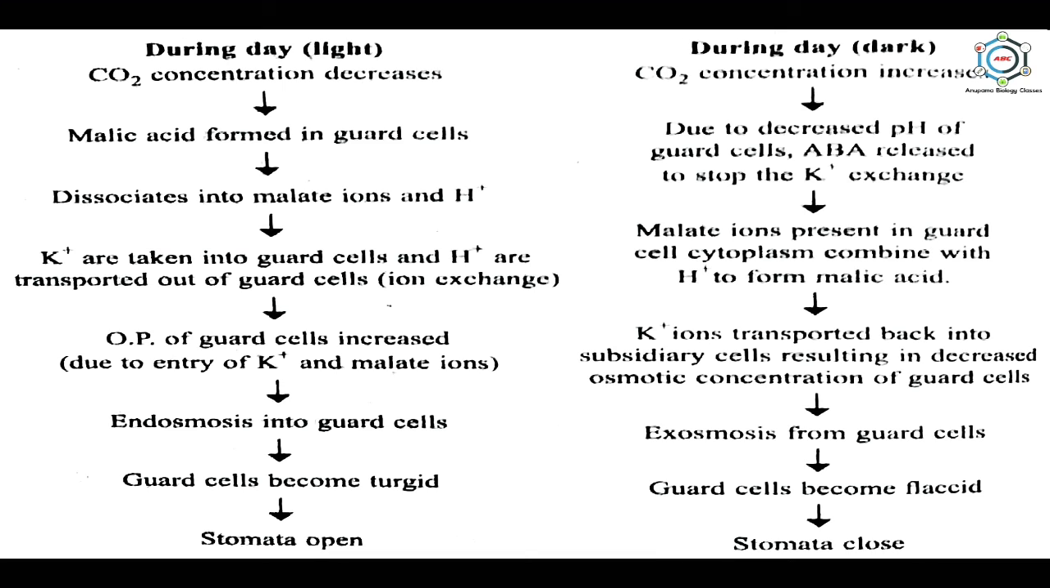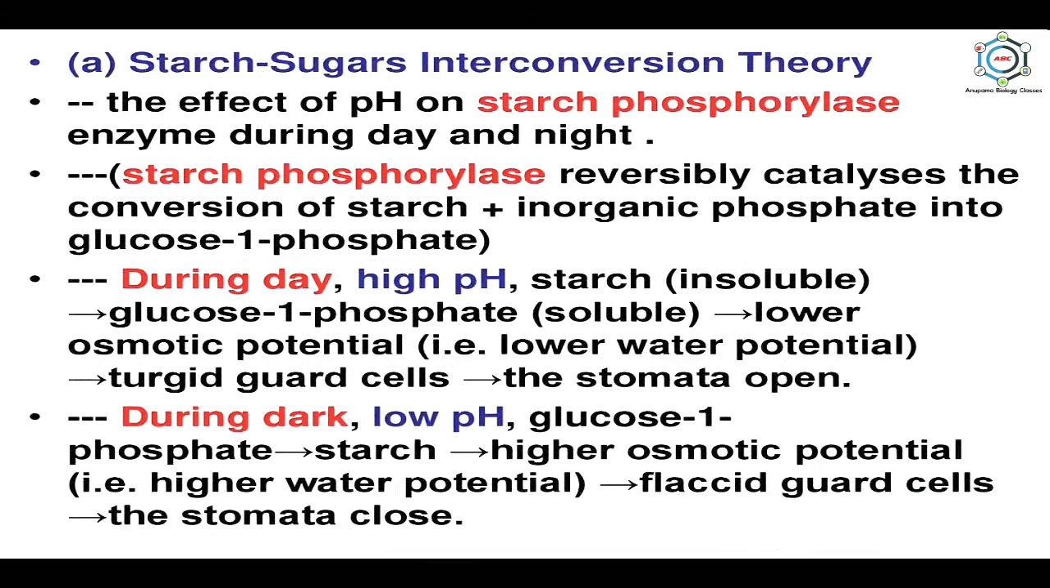While in case of the dark, carbon dioxide concentration increases, and due to decreased pH of guard cells, ABA is released to stop the potassium ion exchange. Malate ions present in guard cell cytoplasm combine with hydrogen ions to form malic acid. Then potassium ions are transported back into subsidiary cells, resulting in decreased osmotic concentration of the guard cells. Because of this, exosmosis occurs, the guard cells become flaccid and stomata close. So this is all about the opening and closing of stomata with the help of the starch-sugar hypothesis.